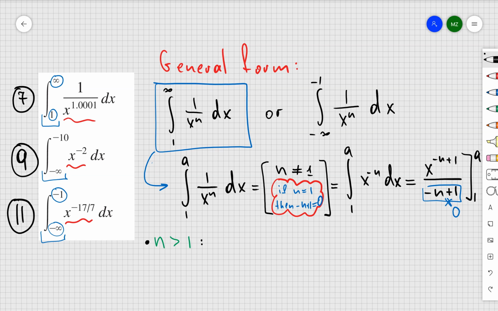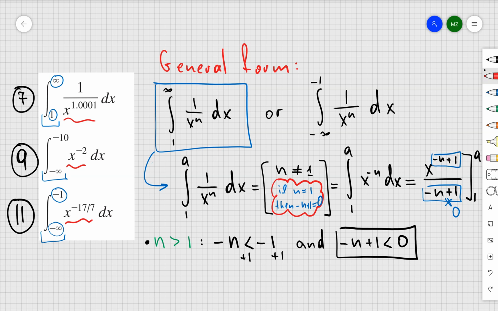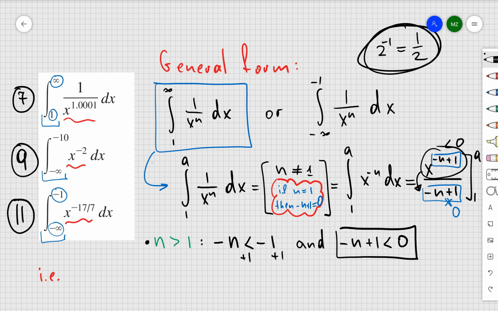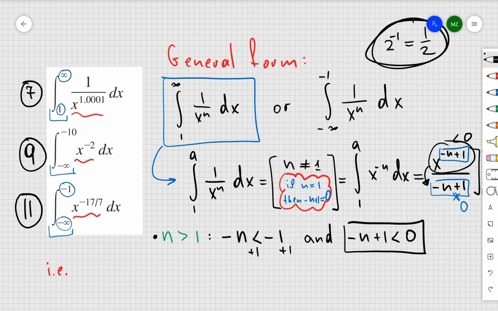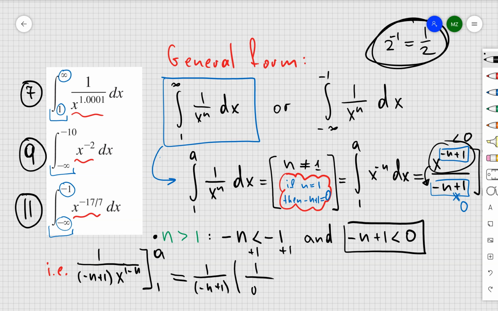So since n doesn't equal 1, we're going to have two options: n is strictly bigger than 1 and n is strictly less than 1. If I take n strictly bigger than 1, then negative n is strictly less than negative 1, and if I add 1 to both sides, I will obtain that negative n plus 1 is strictly less than 0. But then it means that the power is strictly less than 0. In other words, if the power of your number is strictly less than 0, then you can take that number and move it to the bottom. So I'm going to move that x to the bottom and change the sign of my power, so I'm going to have x to the power of 1 minus n. And I have the same bounds between 1 and a, so here I'm going to factor out my constant, and I'm going to obtain 1 over negative n plus 1 times (a to the power of 1 minus n minus 1).